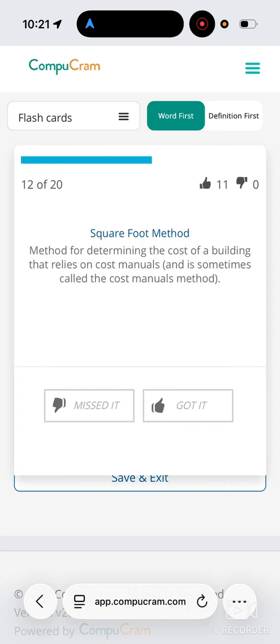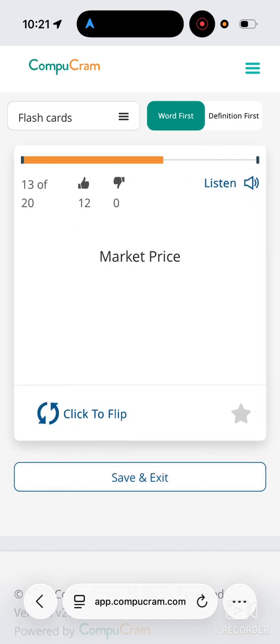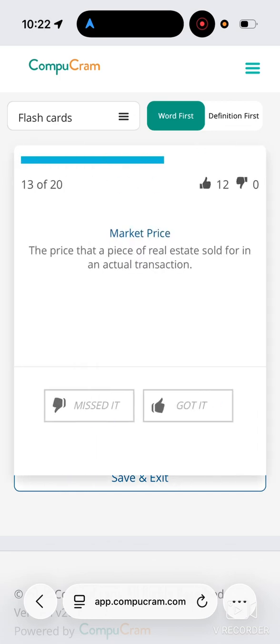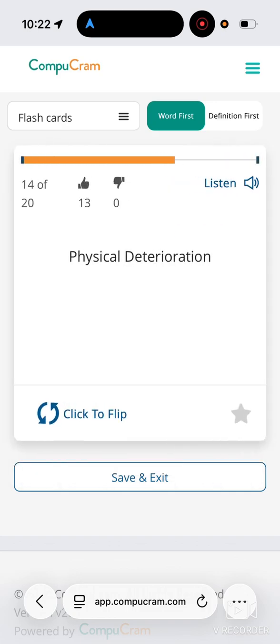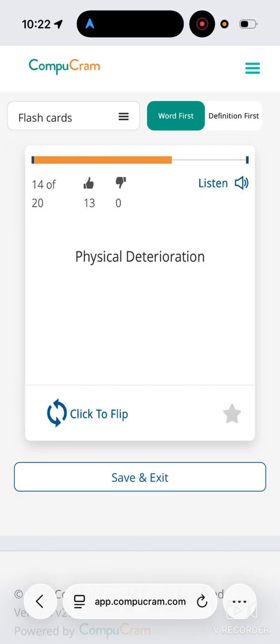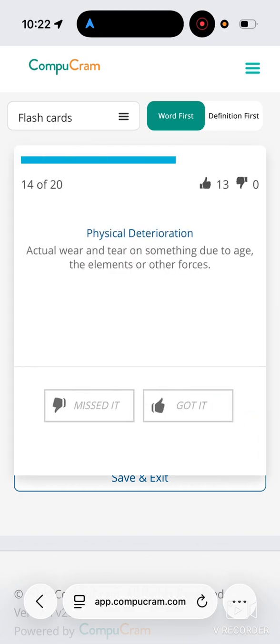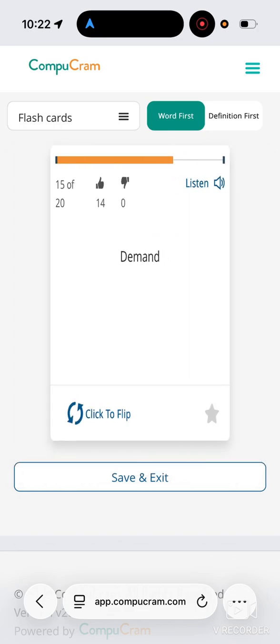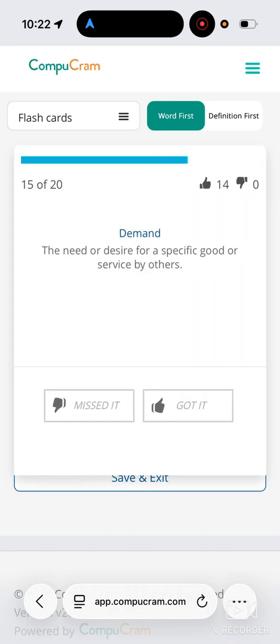Square foot method: method for determining the cost of a building that relies on cost manuals and is sometimes called the cost manual method. Market price: the price that a piece of real estate sold for in an actual transaction. Physical deterioration: actual wear and tear on something due to age, the elements, or other forces. Demand: the need or desire for a specific good or service by others.